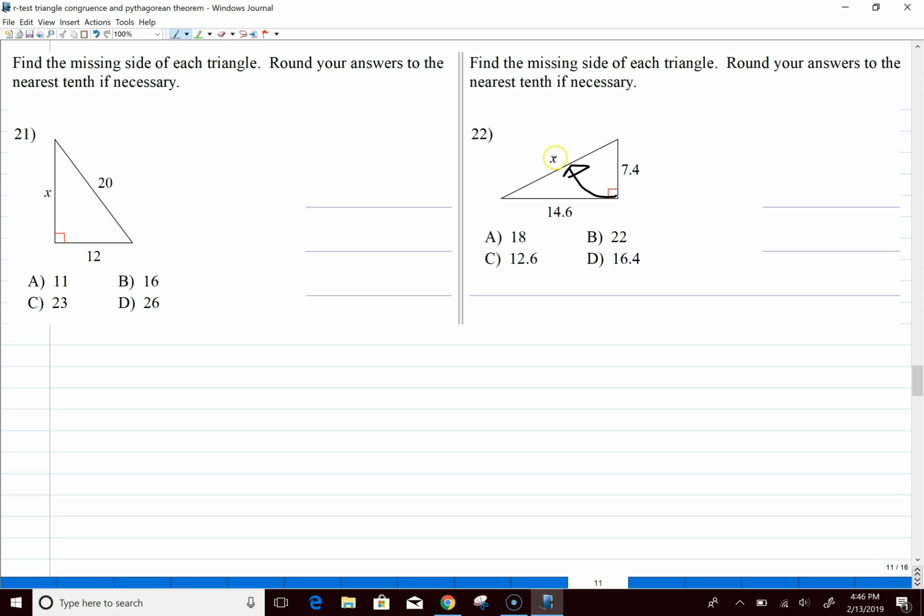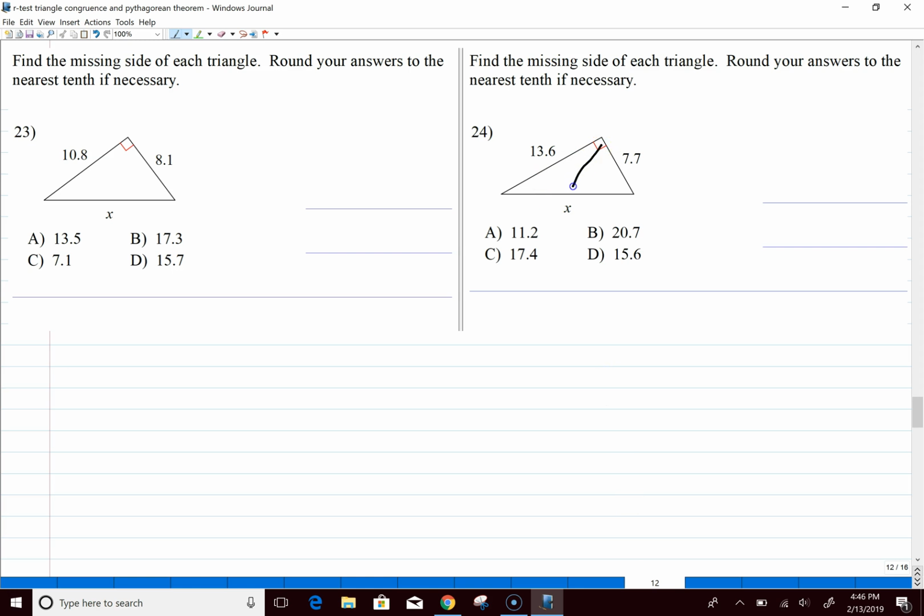Do I know the C? No. So then you add. 7.4 squared plus 14.6 squared, and then you take the square root. 7.4. Come on, calculator, get over here. The square root of 7.4 squared plus 14.6 squared. 16.3, which is right there, rounded.